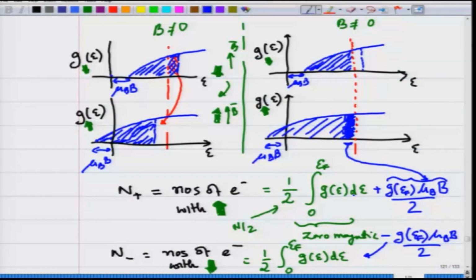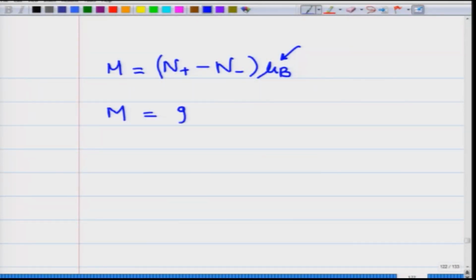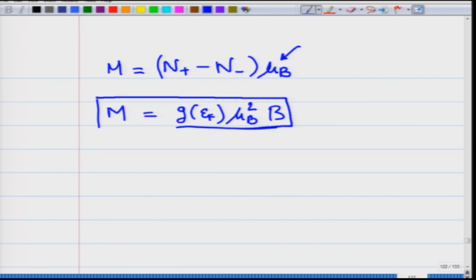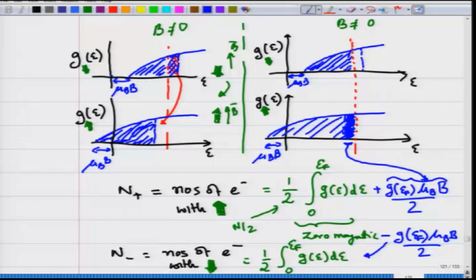This is nothing else but n by 2 for both the electrons, and this will give you the density of states at the Fermi energy into mu b square b. This is your total magnetization, the net magnetization, and the net magnetization contribution is coming from these electrons which had higher energy de-exciting and coming to this lower energy state, which is associated with the moments flipping. The magnetic moments which were opposite to the magnetic field direction flip and go in the lower energy state.